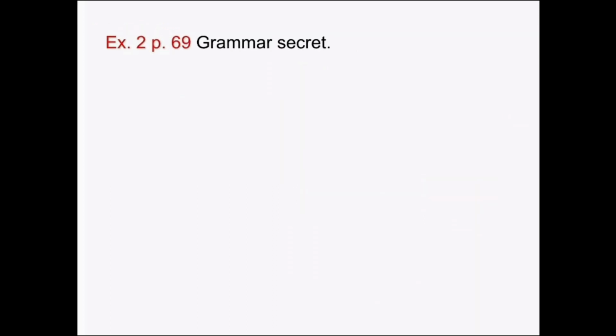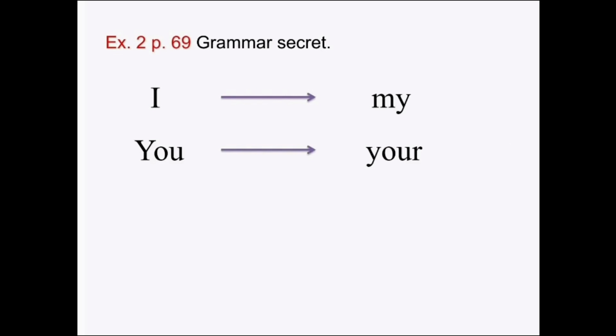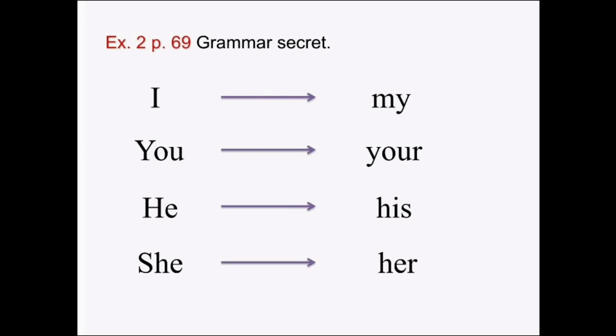Exercise 2, page 69. Grammar secret. I, я. My, мой. You, ты. Your, твой. He, он. His, его. She, она. Her, ее.